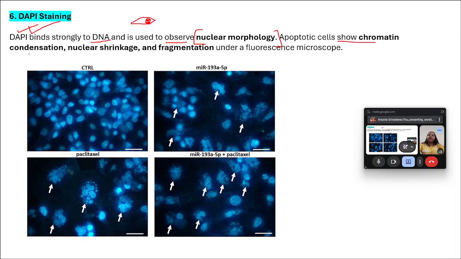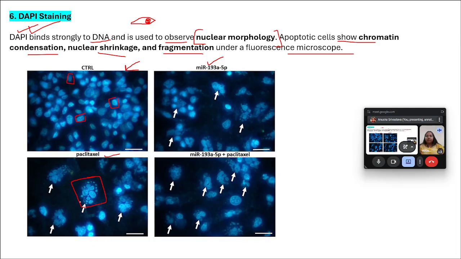Apoptotic cells show chromatin condensation because there is complete disturbance of cellular homeostasis in the apoptotic cells. So it shows chromatin condensation, nuclear shrinkage, as well as fragmentation under a fluorescence microscope, which can be very clearly visualized. Suppose this is the control. You can see a perfectly fine, well stained nucleus, right? But as soon as you start treating it with some sample, suppose paclitaxel, you can see the nuclear fragmentation, right? You can see that the nucleus is no longer intact.